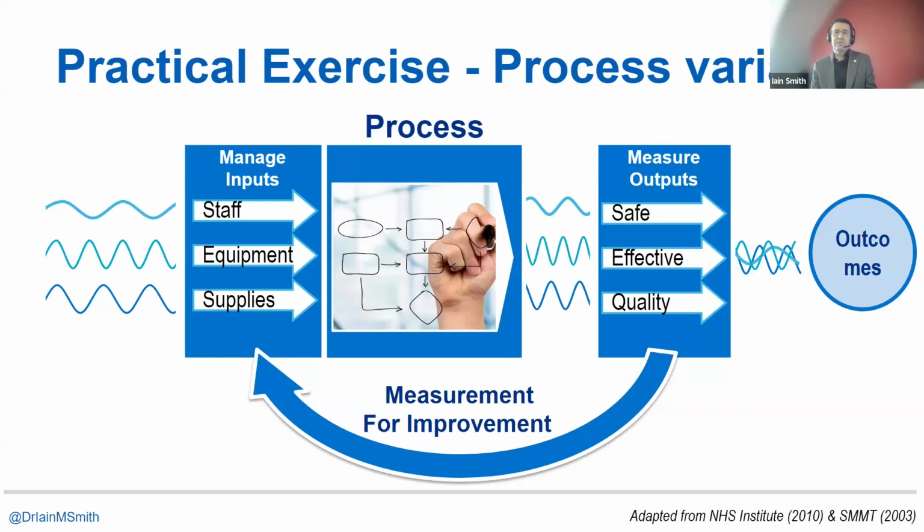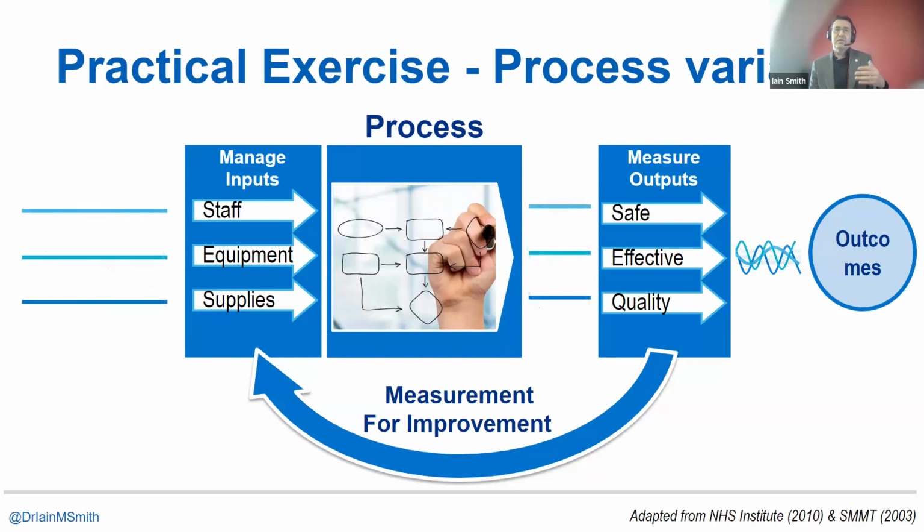And again, if Jorian gives us one more click, hopefully we'll see this idea that if we can reduce the variation in the inputs, hopefully it will lead to reduced variation in the outputs and then to reduced variation in the outcomes. So it's a quick whistle-stop tour of looking at variation in processes using the process model.